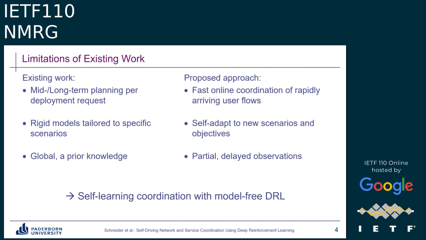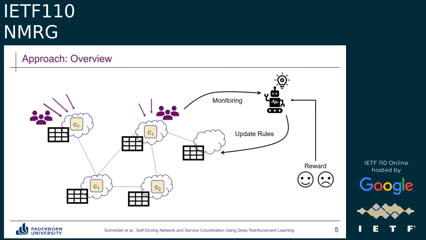And then lastly, existing approaches often assume global, up-to-date, or sometimes even a priori knowledge of what's going on in the entire network. For large networks with monitoring delay, this is not very realistic. So we really focus here on partial and delayed observations that could be realistically available through monitoring. And we do all of that with a model-free deep reinforcement learning approach. Next, please.